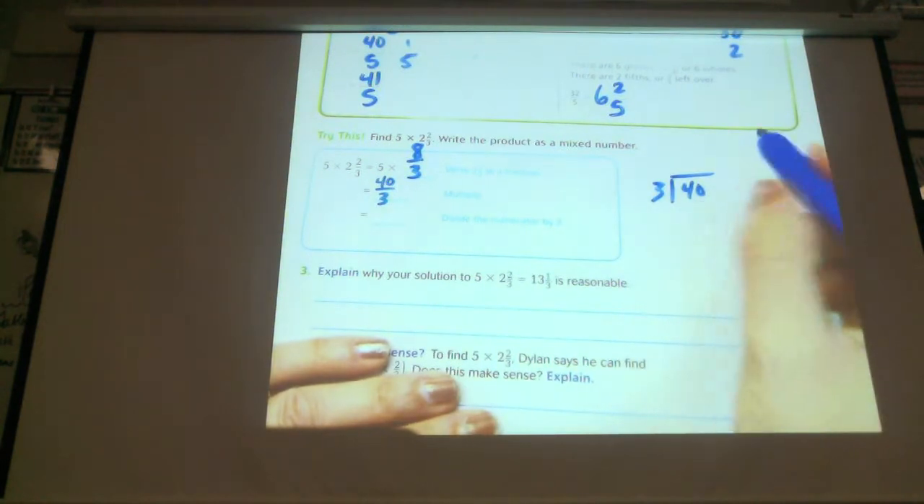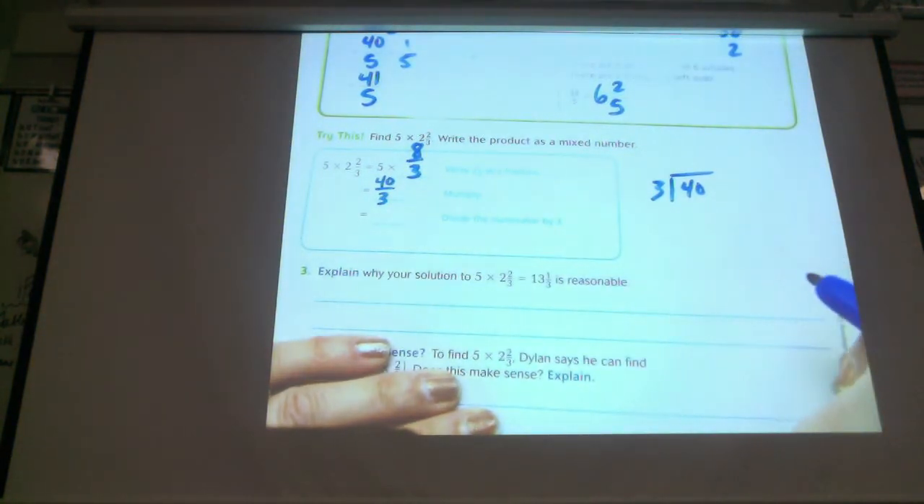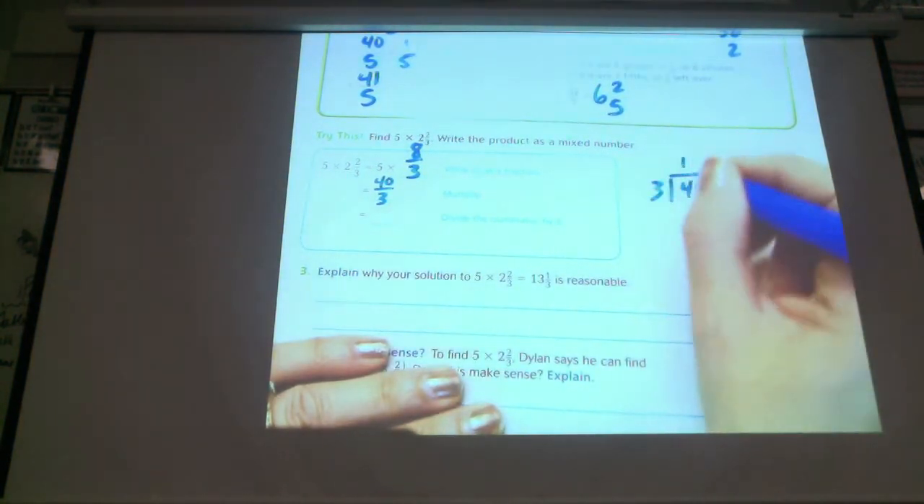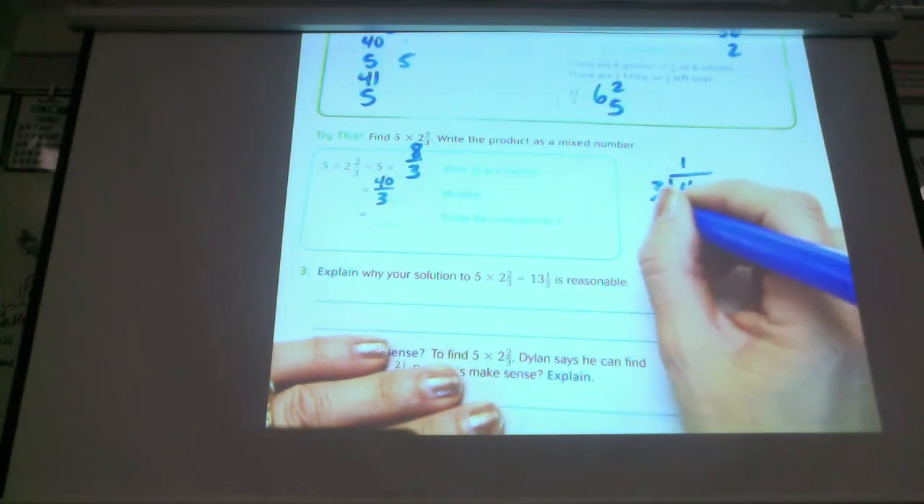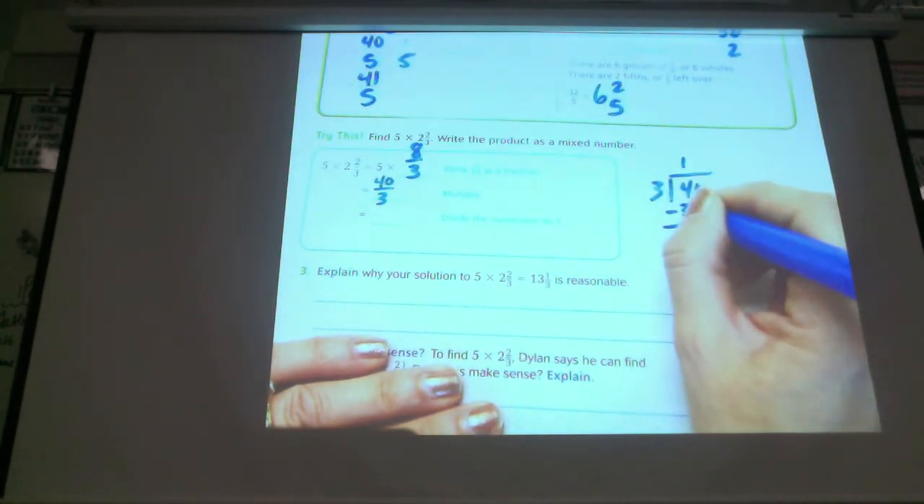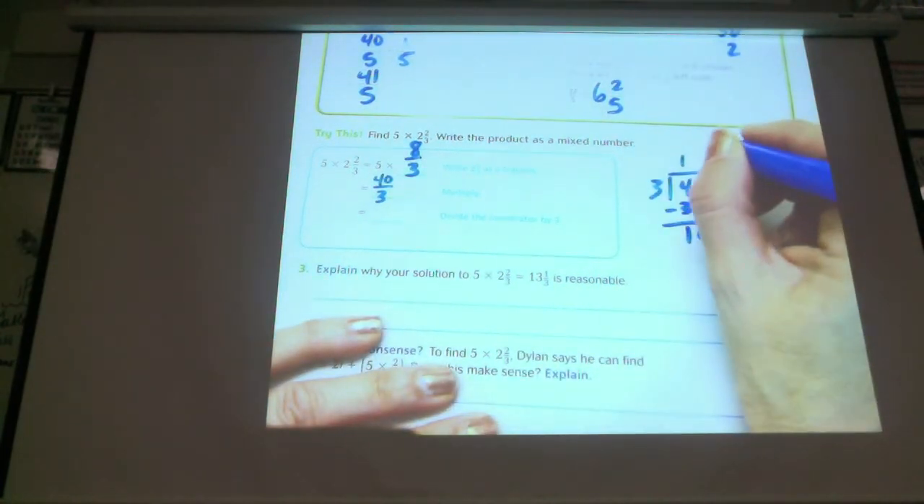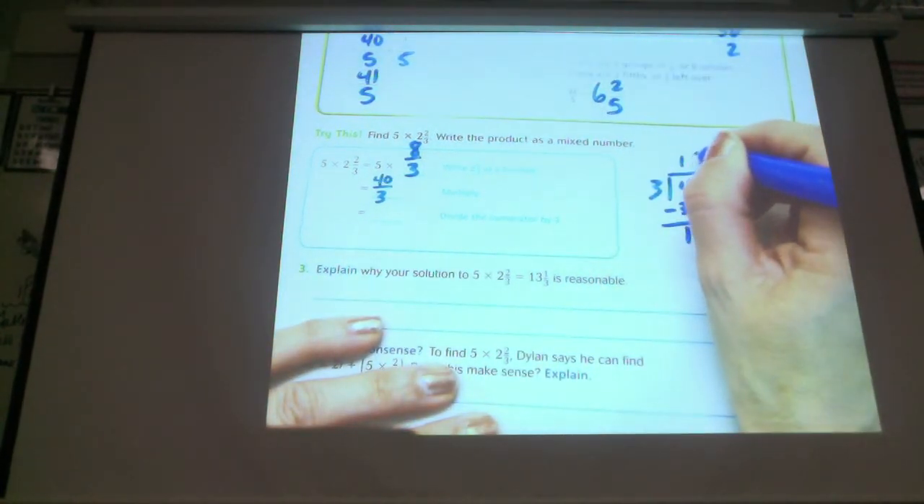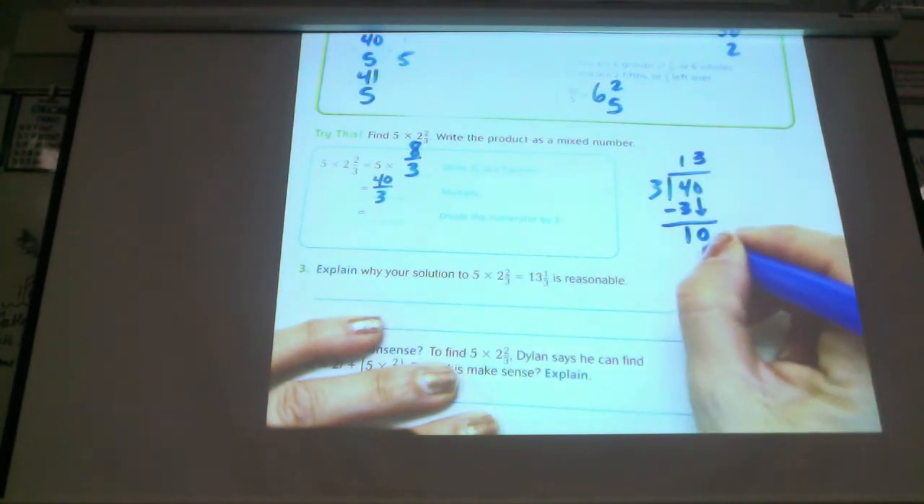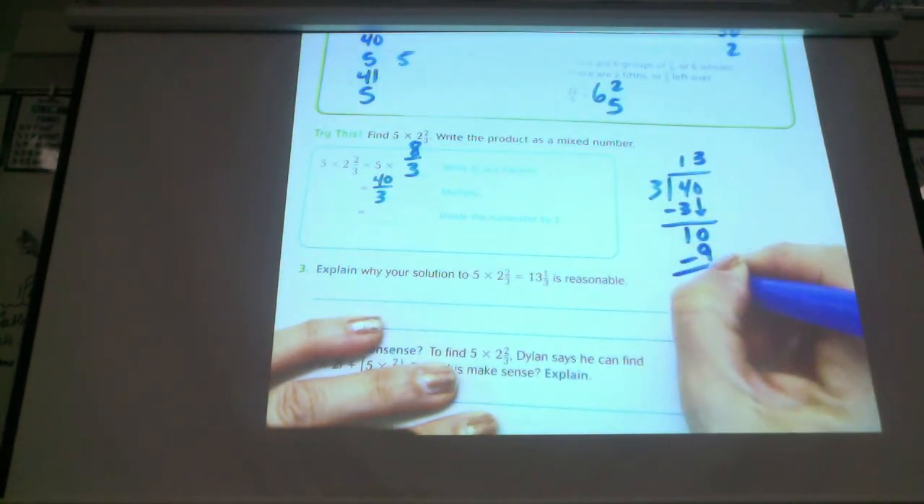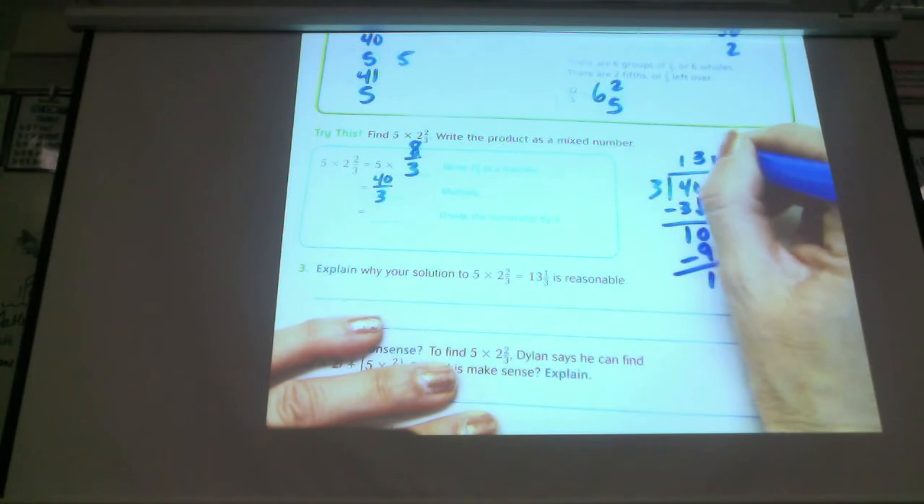How many times can you get 3 into 4? 1 time. You should be paying attention. Bring down the 0. Now I have 10. What is 10 divided by 3? 3. When I did 3 times 3, I get 9. I subtract, and I have 1. And so that's my remainder.